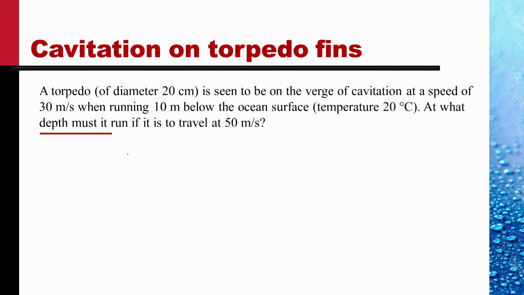The problem that we have is that a torpedo of diameter 20 centimeters is seen to be on the verge of cavitation at a speed of 30 meters per second when running 10 meters below the ocean surface. The ocean is at a temperature of 20 degrees Celsius.